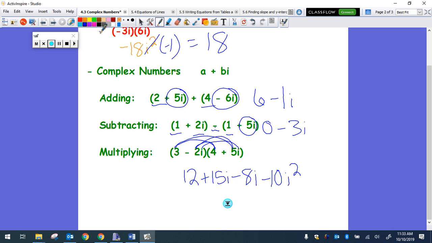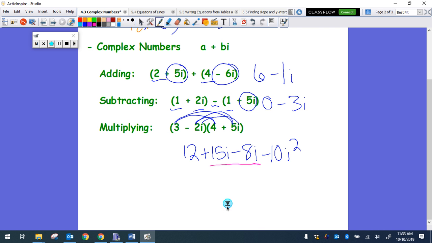Okay? Now we can combine these i's in the middle. 15 minus 8 is 7i. And then i squared is really negative 1. So negative 10 times negative 1 turns to a positive 10. And now I can add these whole numbers. 12 plus 10 is 22. So that reduces to 22 plus 7i.